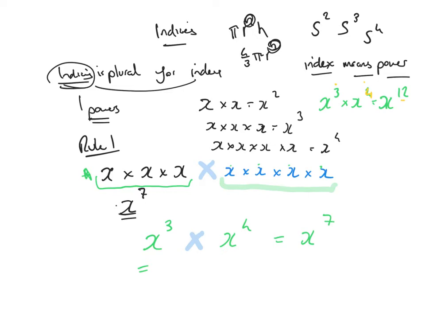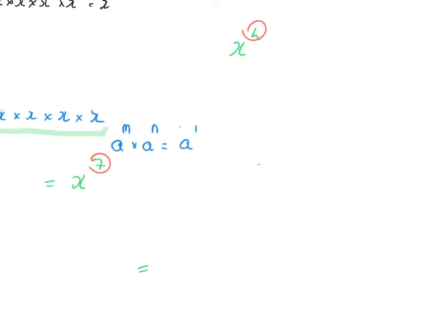Make sure you take this down. Okay, the first rule of indices is a to the power m times a to the power n. What do you do with the powers? 3 plus 4 is 7, you add them together. So that will give you a to the power m plus n. Make sure that you take that down, make it dead clear, dead distinct in your jotter. That is rule 1 of indices.